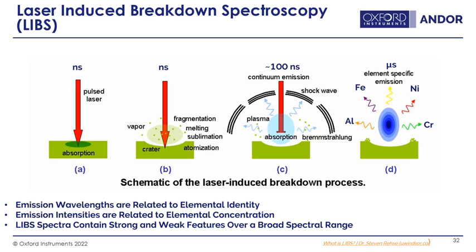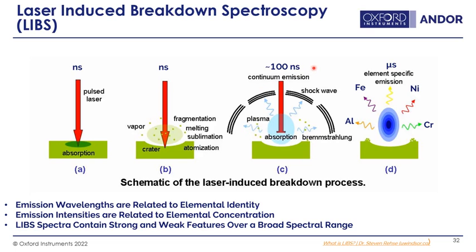For our mapping experiment, we're going to look into creating an elemental map of a sample, and we'll do that using laser-induced breakdown spectroscopy. In a LIBS experiment, an intense nanosecond laser is focused on a sample where it is absorbed. This creates a crater in the sample where some of the sample is vaporized, and you can also have fragmentation, melting, sublimation, and atomization going on in the sample.